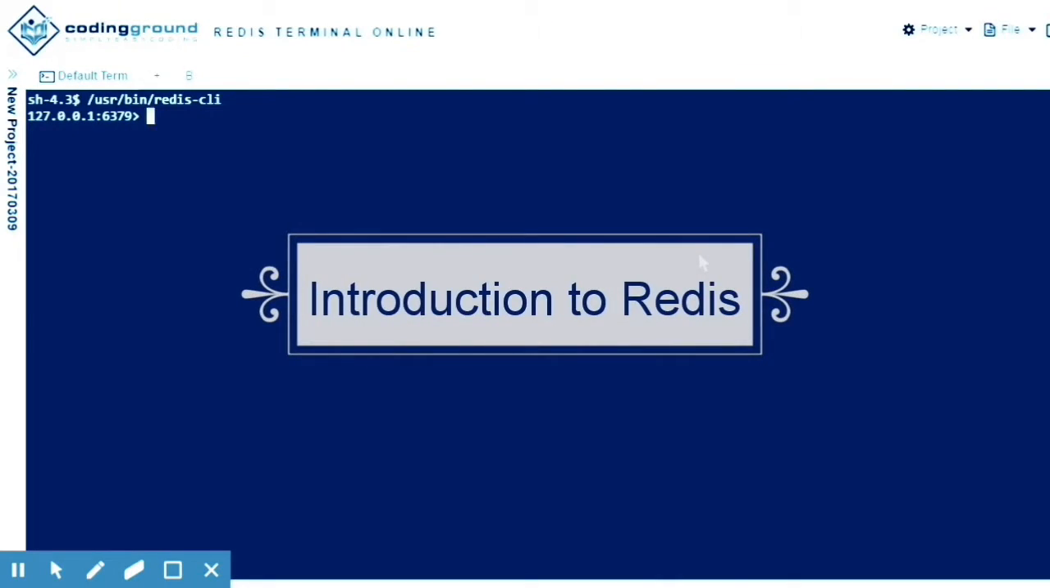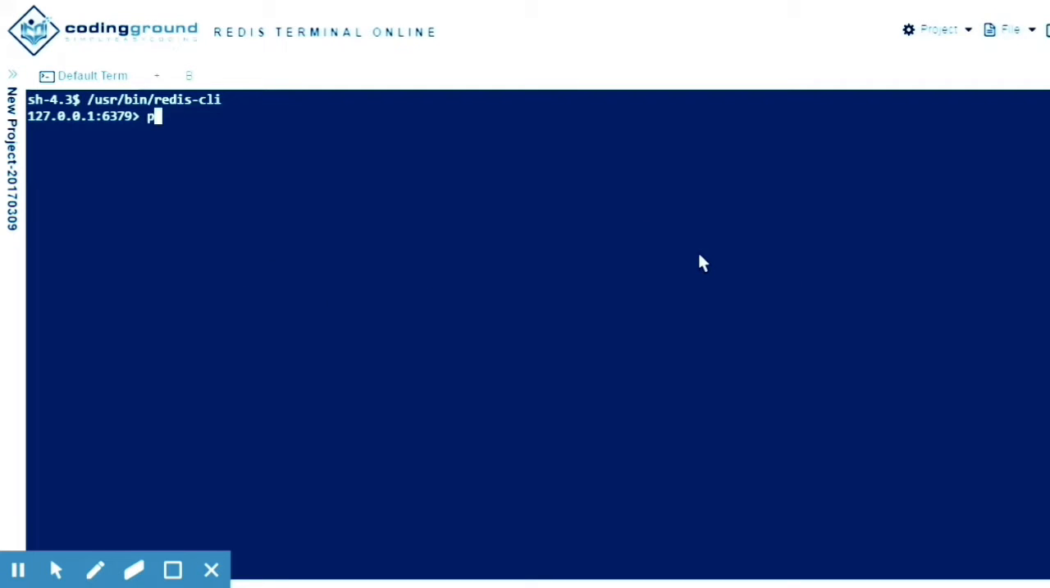Okay, now we are in the Redis terminal. redis-cli is a command which takes you into the Redis terminal. I'll just say ping and I'll get the response PONG. That means your client session is initiated.